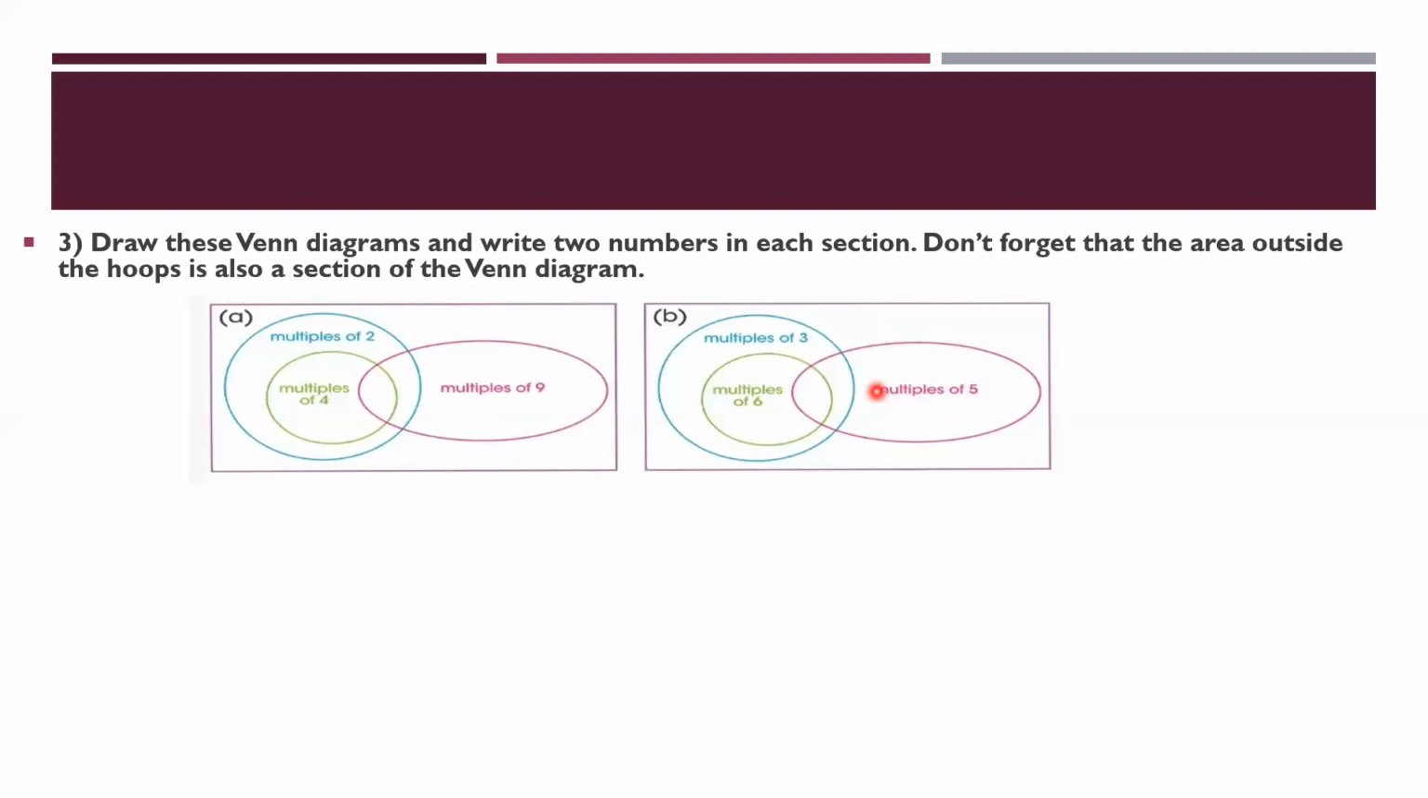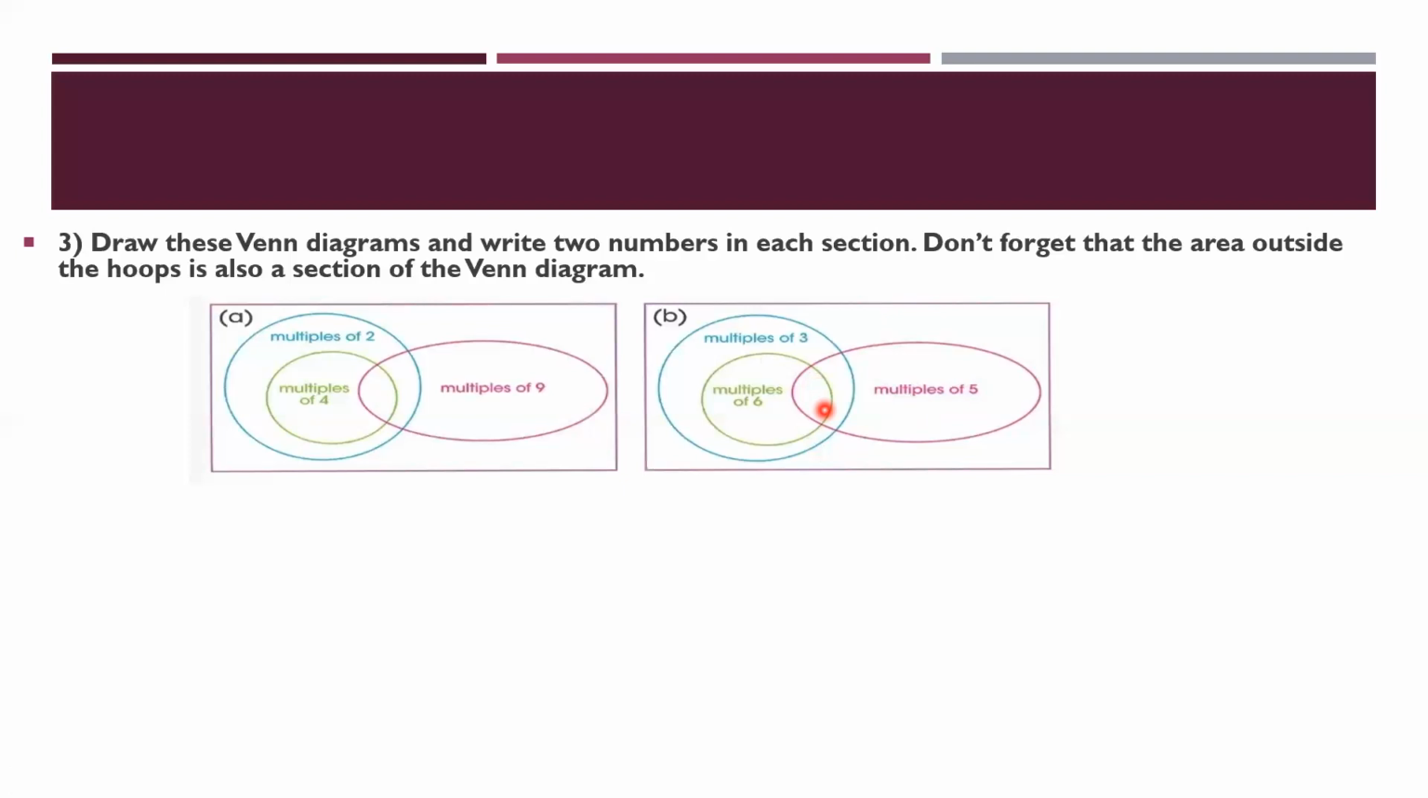5 twos are 10. Now, here it is an intersection connecting the multiple of 6 as well as multiple of 5. So just think about a common number that comes in two different tables, that is multiple of 6 as well as multiple of 5. So what I'm going to write over here is 30. 5 6s are 30 as well as 6 5s are 30.